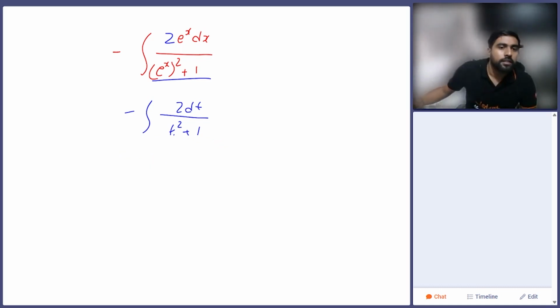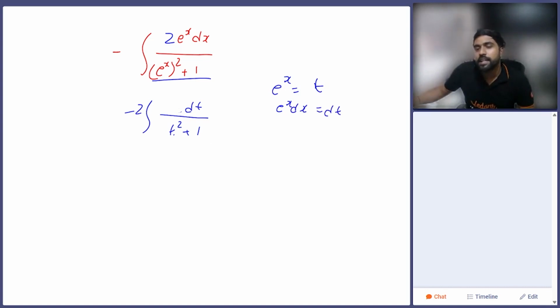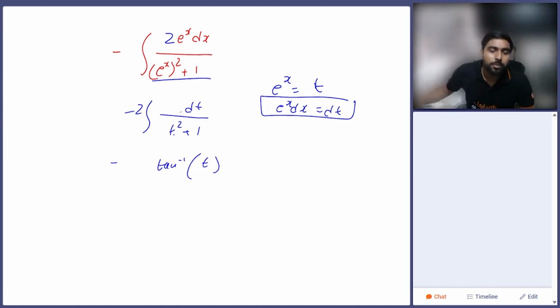Okay, we have just gone for the substitution e^x equals t, right? So that will simply take care of this e^x dx, which becomes dt over here, dt upon t^2 plus 1. That's nothing but tan inverse of t with a minus 2 put outside. Let's keep that outside for now, and over here we will put in the limits from pi by 2 to 2.